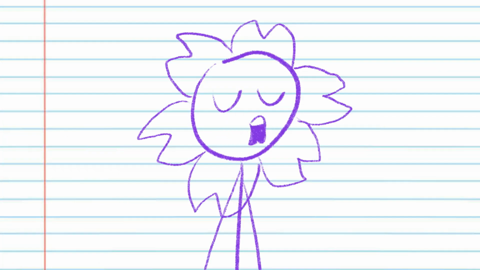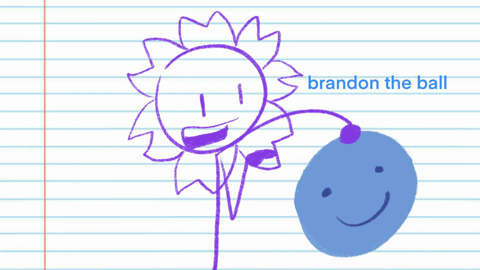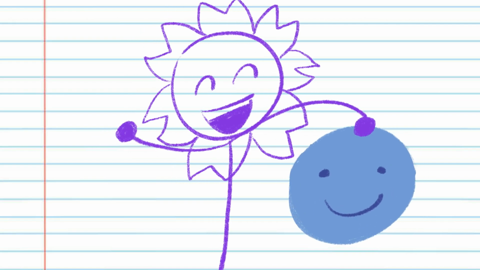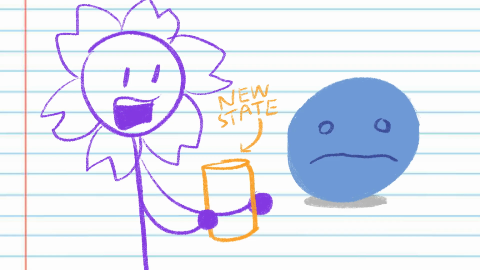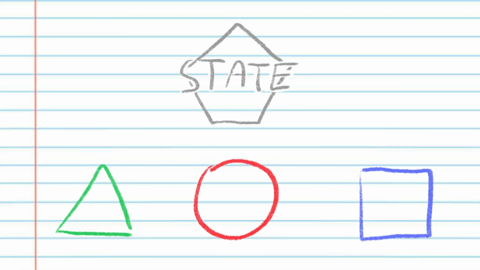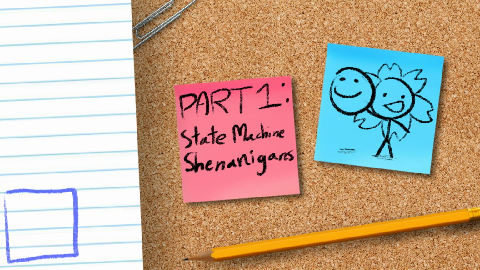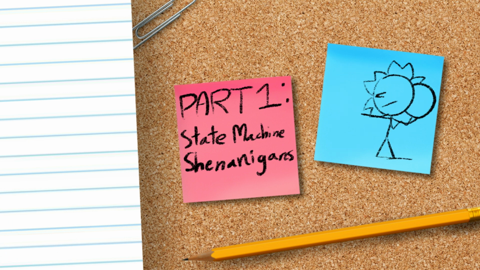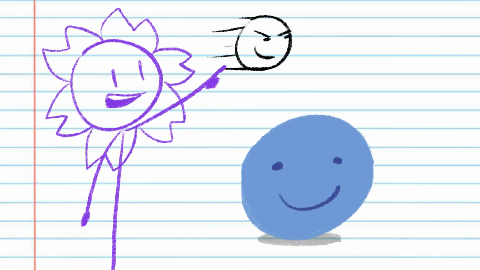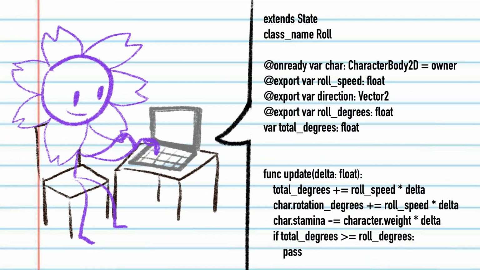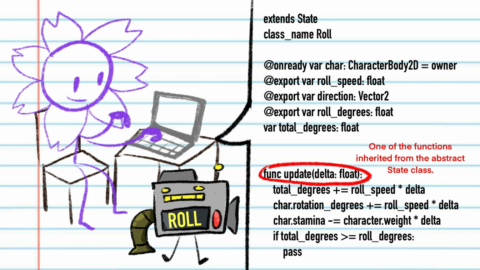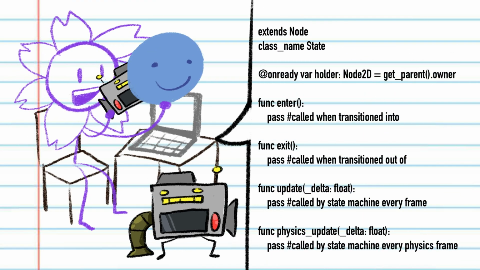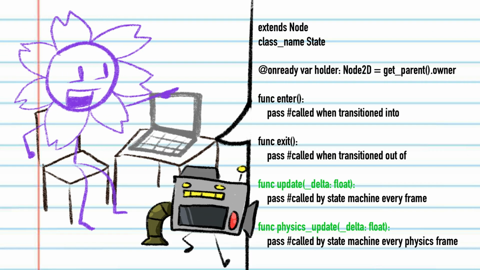once. For example, I want this guy, let's name him Brandon the Ball, to roll when spawned. To do that, let's pop that state machine right into its composition and create a new state called roll, inheriting the base state class. In the state script, I have exported variables such as roll speed, direction, and roll degrees. I can easily write a short script to change Brandon's velocity and angle during his process function. The state machine will call the state's function update every frame. Now, if we set the state machine's starting state to roll, look him go.